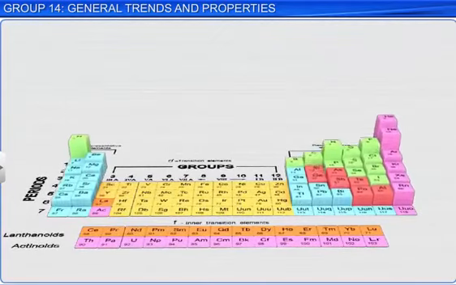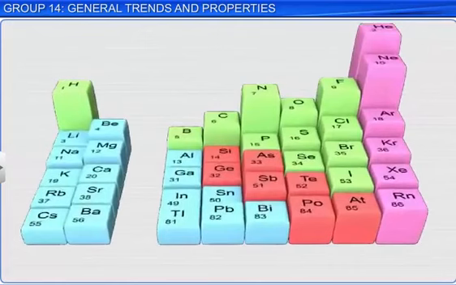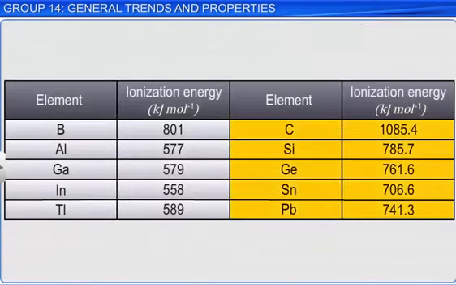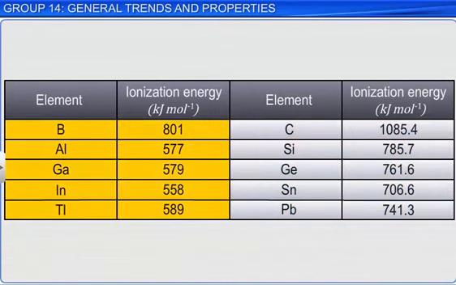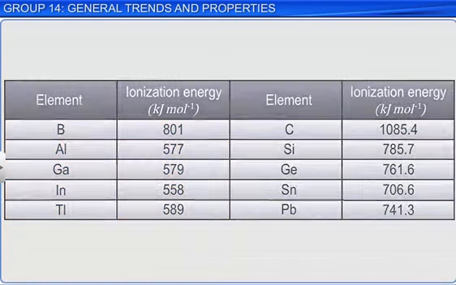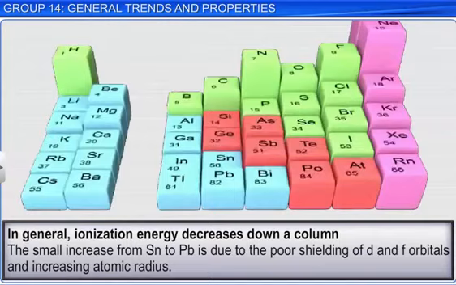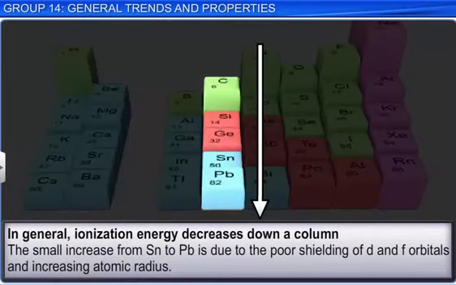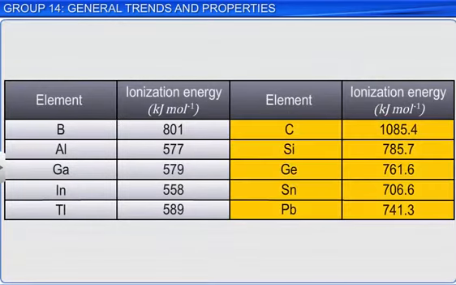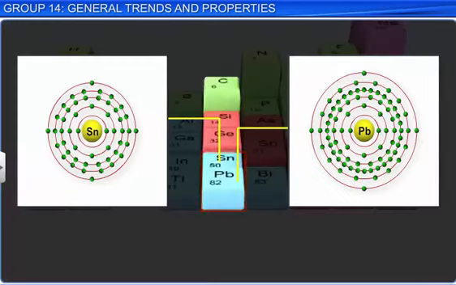In general, ionization energy increases from left to right. The group 14 elements have higher ionization energies than the elements of group 13, as shown in the illustration. In general, ionization energy decreases down a column. Generally, this is true for the group 14 elements. But notice the small increase from tin to lead. This is due to the poor shielding provided by the d and f electrons, along with the increasing atomic radius.